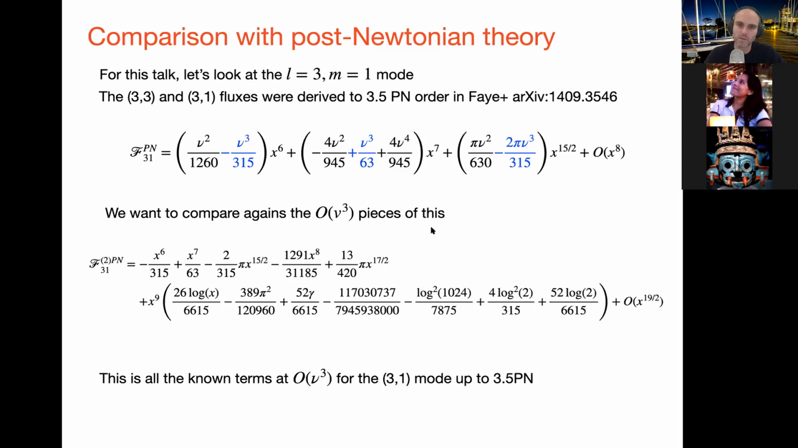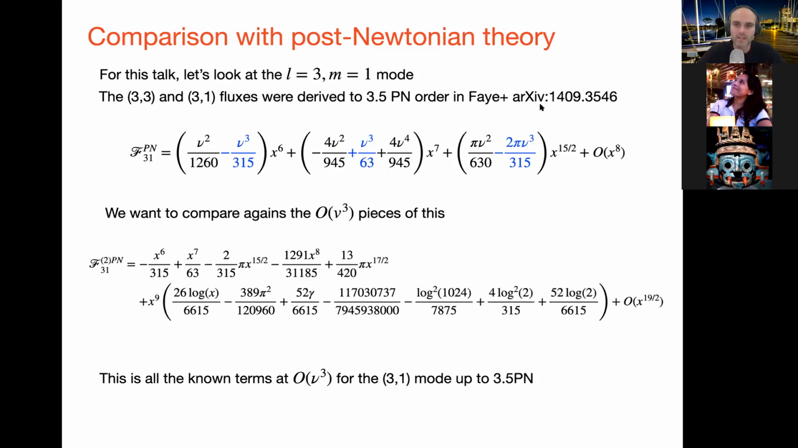So for the purpose of this talk, I'm going to look at the L equals 3, M equals 1 mode. So rather than the 2-2 mode, that's because it turns out our data in the 2-2 mode is not yet as good as it could be, basically. There's still some noise in that data, but for the 3-1, it seems to be very nice.